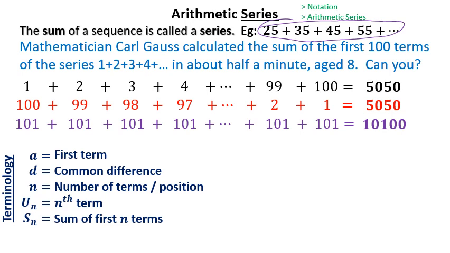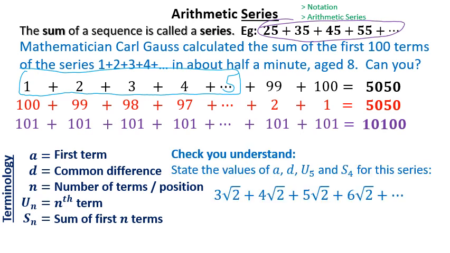So starting from the beginning, the first term, which might also be called a or even U1, we add up all of the terms up to and including the nth term, Un. So if I want S5 for Carl Gauss's sequence, then I will be interested in the sum of the first 5 terms, 1, 2, 3, 4, and 5, for instance.